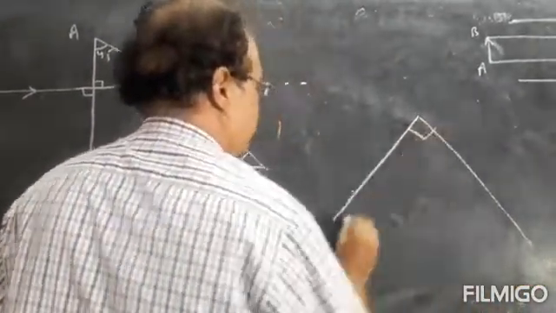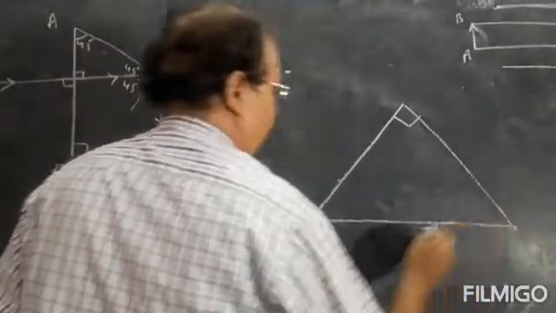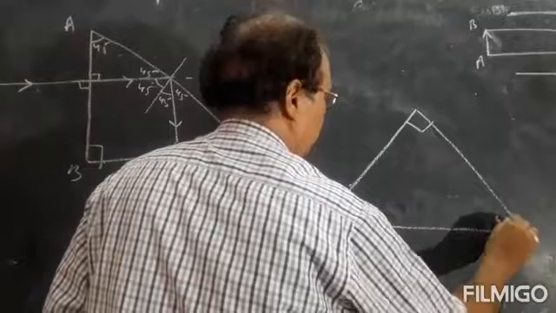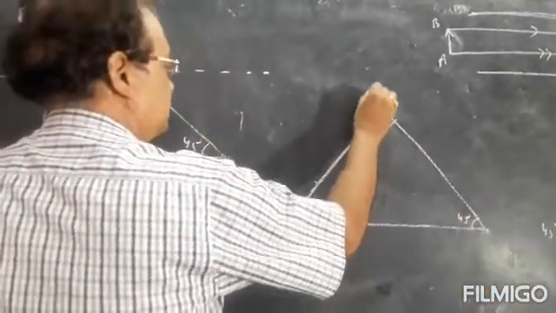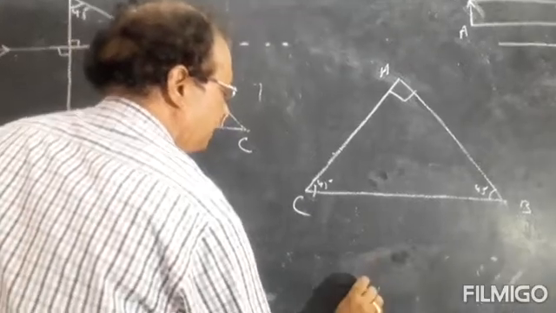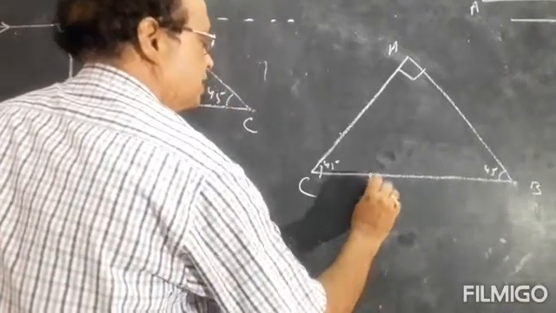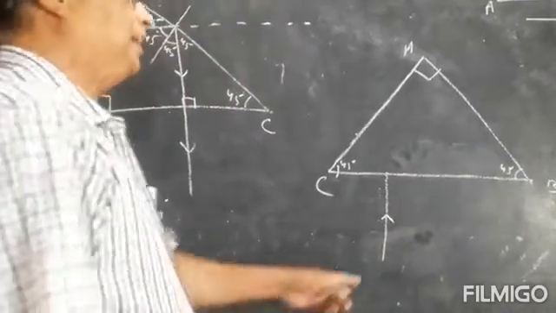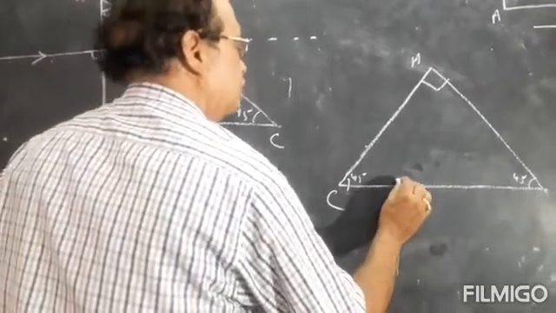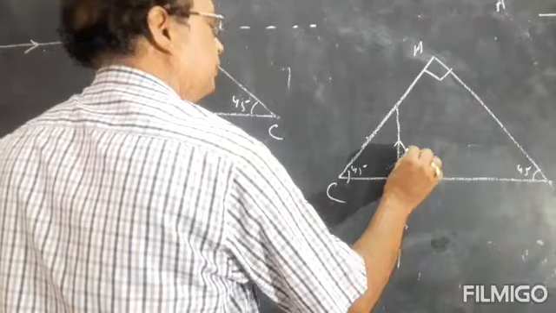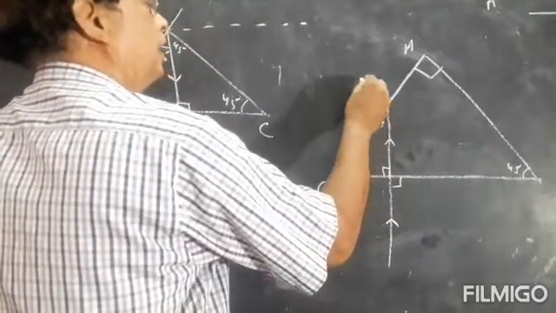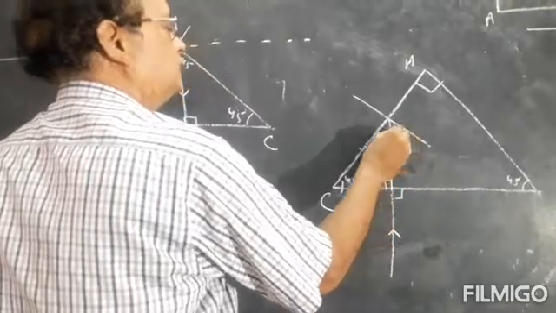Now we will place the prism this way. This is 45 degree. This is 45 degree. So this is A, B, C. Now if a ray of light is made incident on this hypotenuse at 90 degree, it will pass straight. Now this is 45, this is 90. How much is this? 45 degree.